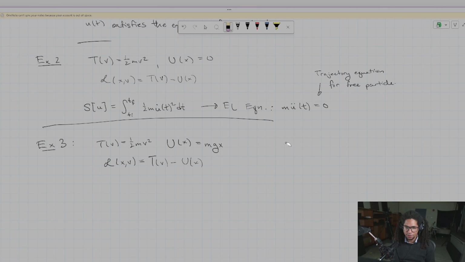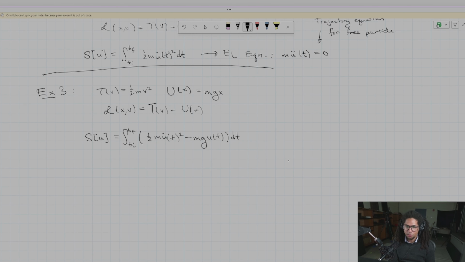I get S of u is equal to the integral from t_i to t_f of 1/2 m u dot of t squared minus mg u of t dt. Sorry, I keep making that mistake.